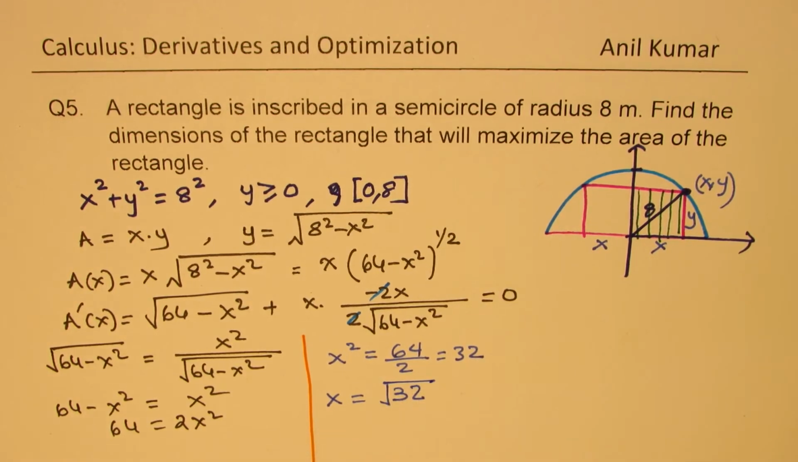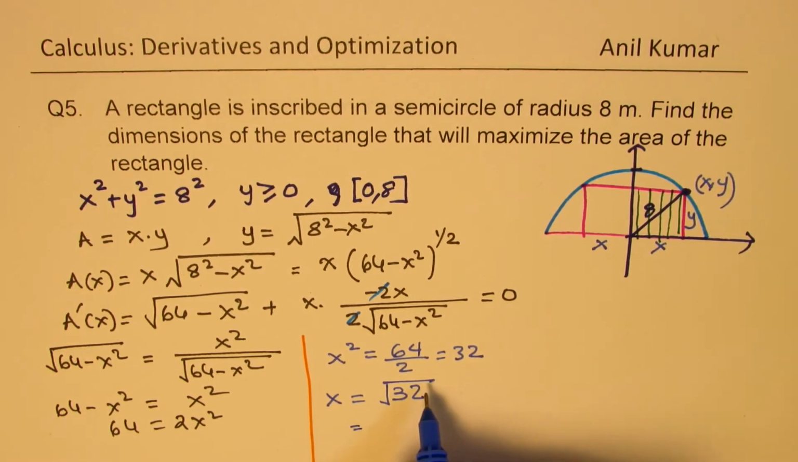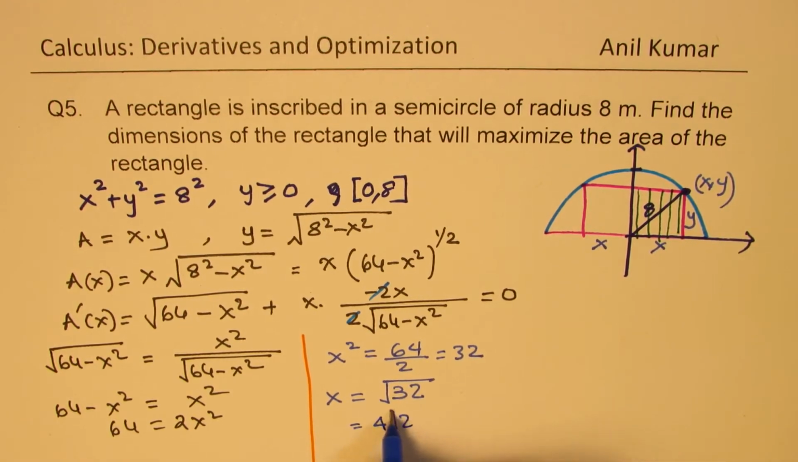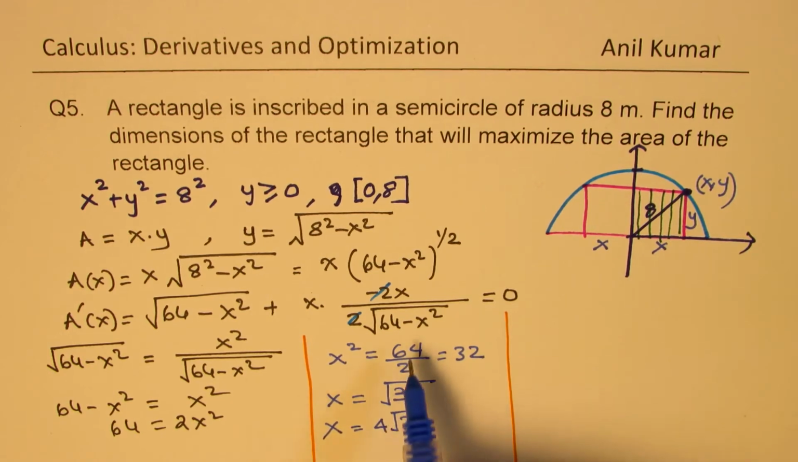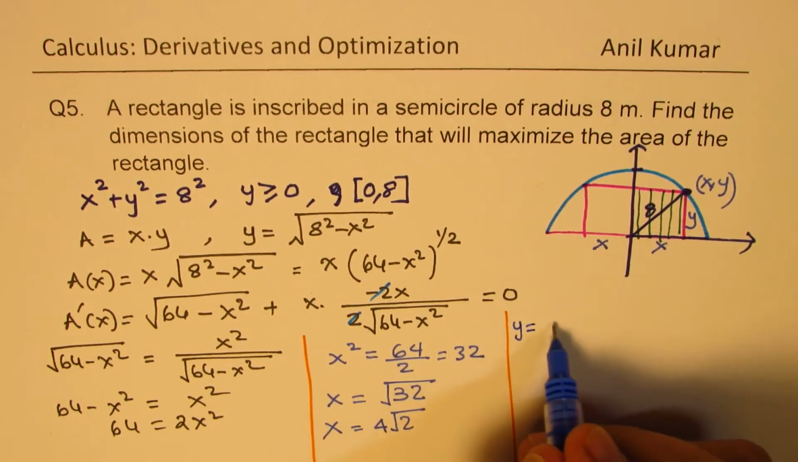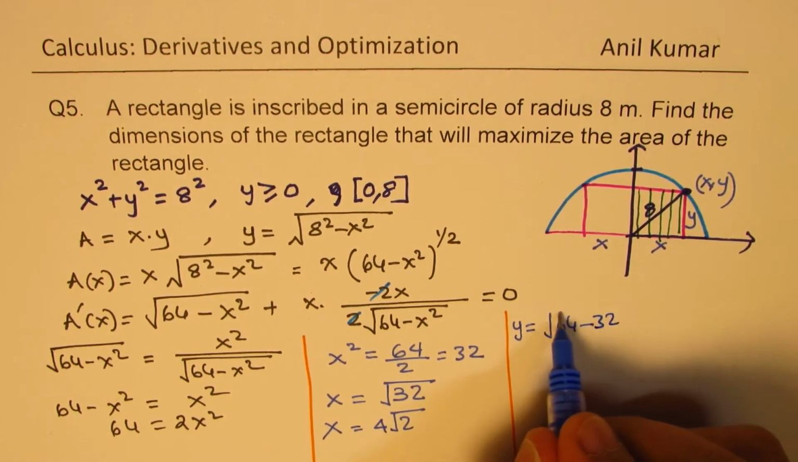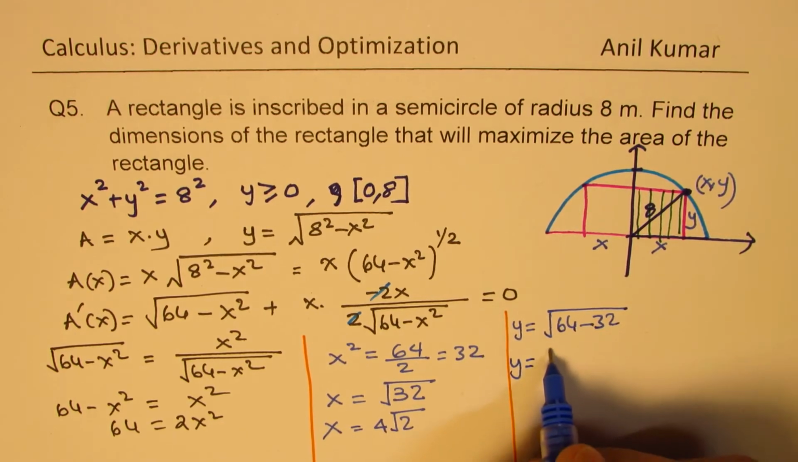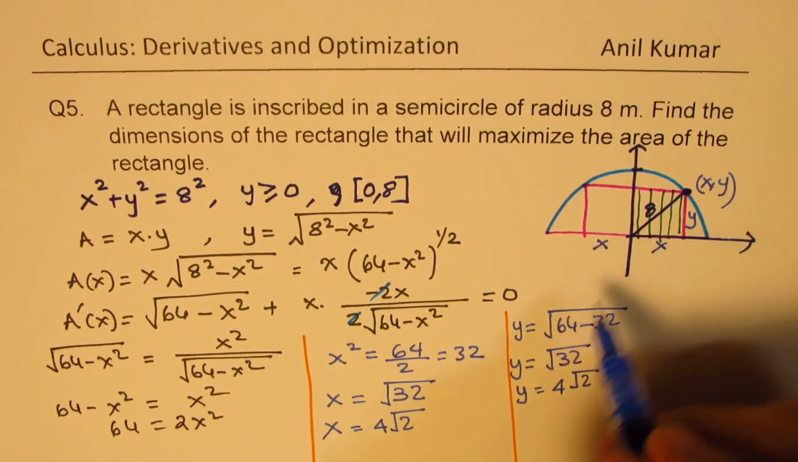All the dimensions will be positive. Perfect. So x is the square root of 32, which could be written as the square root of 16 times 2, so x is 4 square root 2. We can now find the value of y also. y is equal to the square root of 64 minus x squared. x squared is 32. So y is also the square root of 32, which equals 4 square root 2. Correct? So we get the x and y values.